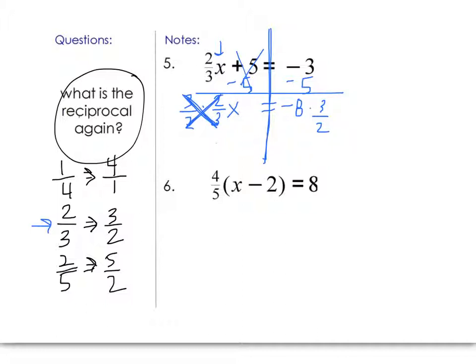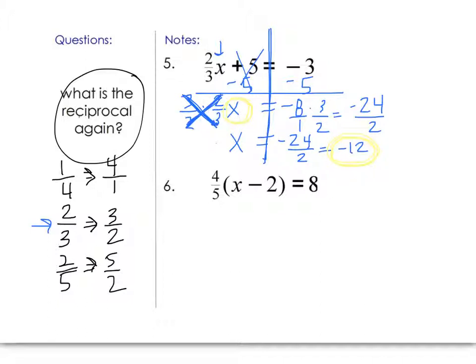Look at how wonderful that is. Those fractions cancel out and x is all alone, and that's what we wanted. That helps me accomplish my goal. So I get x equals, well, negative 8 times 3 is negative 24, divided by 2. What's negative 24 divided by 2? Negative 12. So x equals negative 12. That is your final answer.